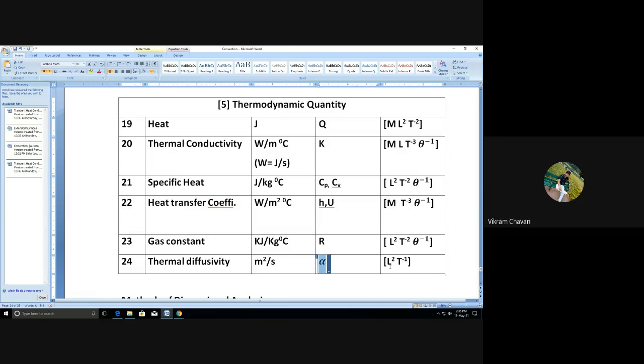Is there any question, any doubt in these dimensions and whatever points we have covered today? Okay, I'm done with all the dimensions, symbols, physical quantities and their SI units.